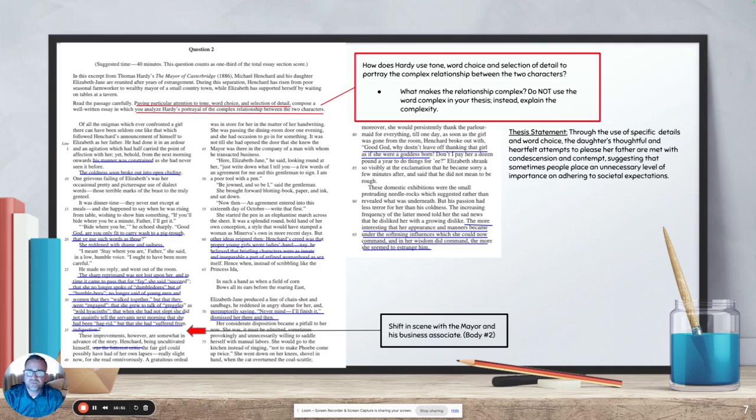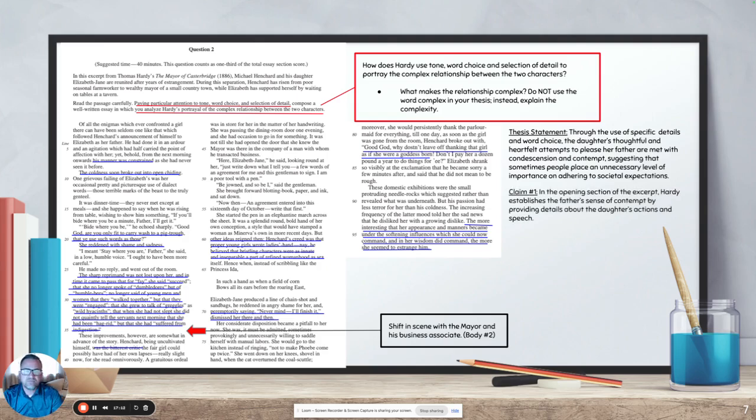So that would be a thesis statement that answers the question because it tells us the details or the techniques that are being used, and it defines and identifies why this relationship is complex. She is attempting to please her father, and it's met with condescension and contempt.